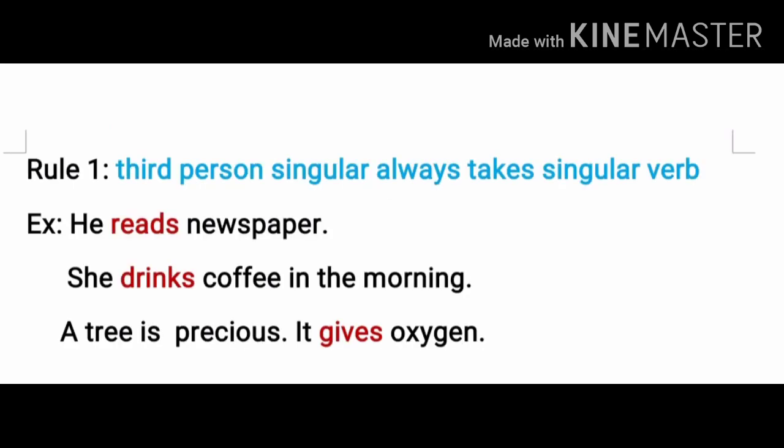Rule 1 says third person singular always takes a singular verb. As we know, the third person includes he, she, it, they, but we are talking about third person singular, so only he, she, it and any name come under this. He reads newspaper, she drinks coffee in the morning, a tree is precious, it gives oxygen. So with third person singular he, she, it, we have to use singular verbs. Reads, drinks, gives are singular verbs.